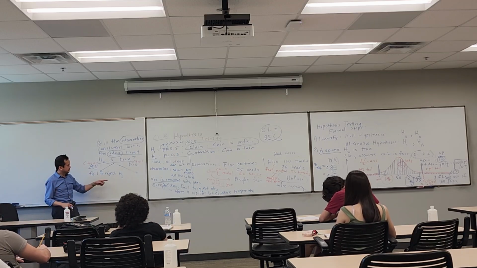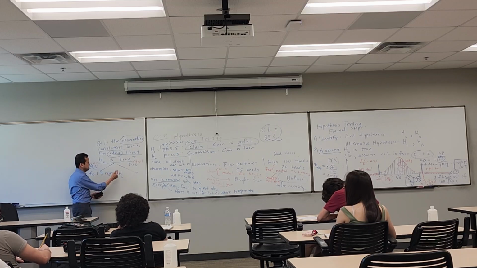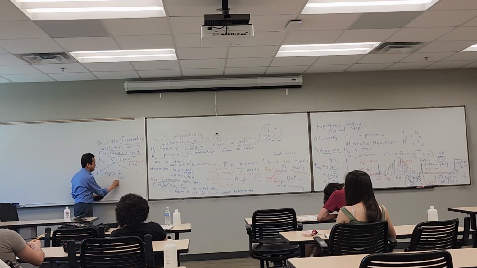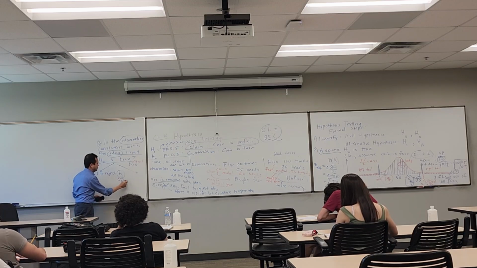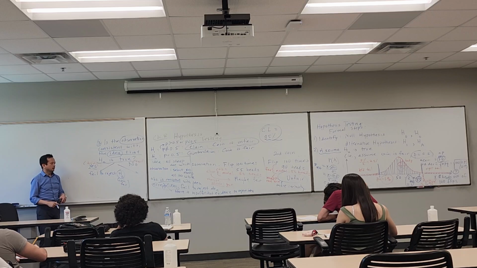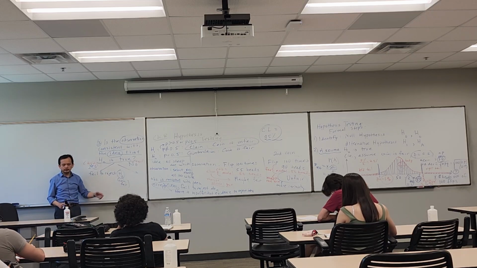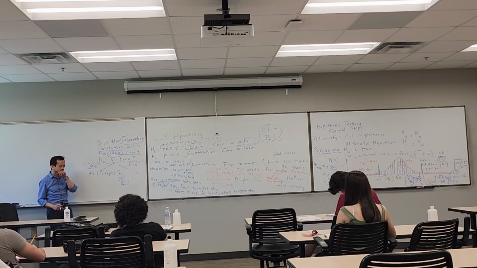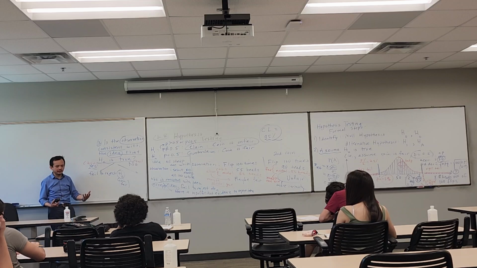So in this example, H0 is the coin being fair. And so basically we're saying we're not gonna reject the idea that the coin is fair. So that's another way of saying that the coin could still be fair. We're not gonna reject that notion.